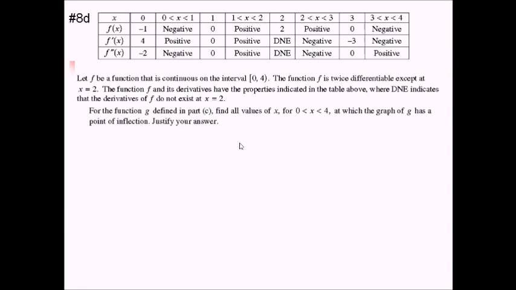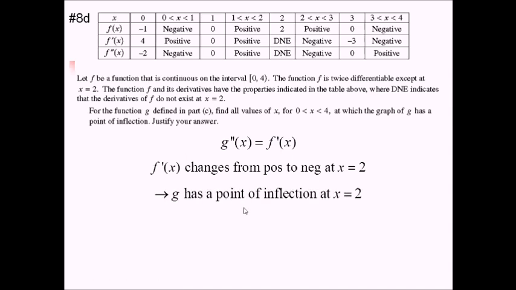If we saw on the last part of the problem that f was really g prime, that means that g double prime must be f prime. And now we're going to look at the f prime row here. We see that we are changing from positive to positive at x equals 1. That's not going to be an inflection point because we don't have a change in the sign of g double prime. But over here at x equals 2, we're changing from positive to negative. And we're changing negative to negative at x equals 3, so that doesn't help. But right here, where we change from positive to negative, since f prime or g double prime is changing from positive to negative here, that means we're going to have a point of inflection at x equals 2.